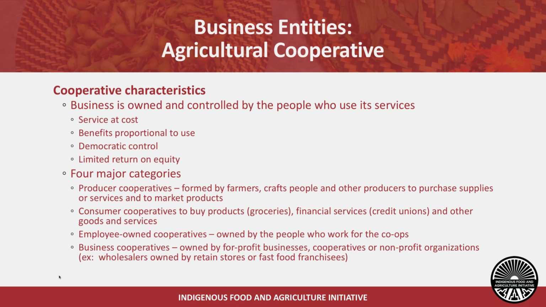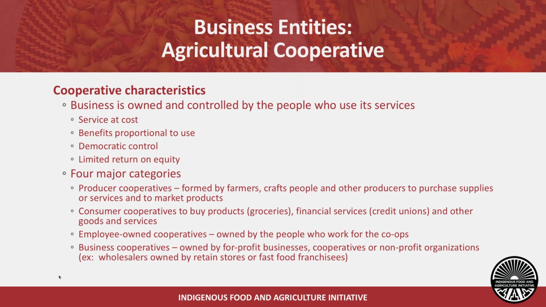The democratic control, usually it's the one vote philosophy, and there's a limited return on equity because the focus is that return to the member. And there are often four major categories. You have producer cooperatives that are formed by farmers, craftspeople, and other producers to purchase supplies or services and to market products.